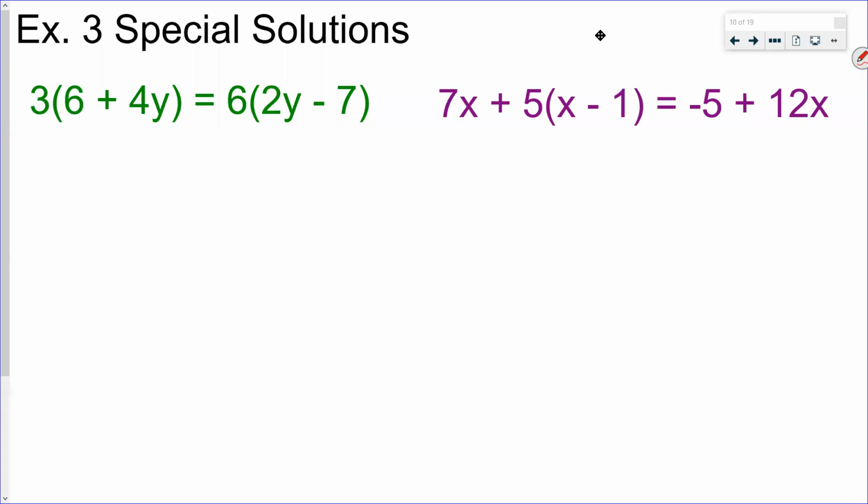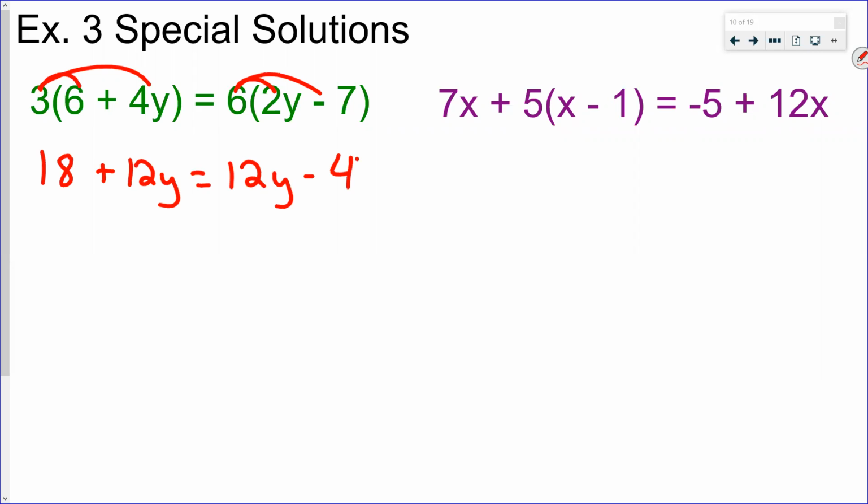All right, we see some distribution. So I got to distribute this 3 through. 3 times 6 is 18, plus 3 times 4 is 12y. Distribute this 6 through. 6 times 2 is 12y. 6 times 7 is 42. All right. No like terms to combine. Now let's move our variables. Well, if we look here, I'm not sure. Let me just subtract 12y from both sides. Well, 12y minus 12y, that's 0. So those go away, leaving me with 18 equals.